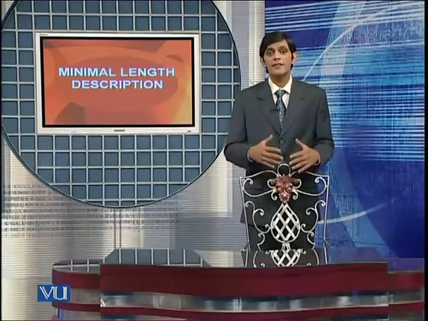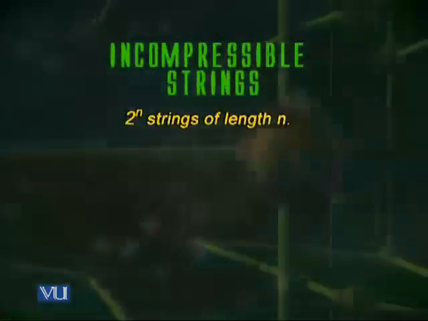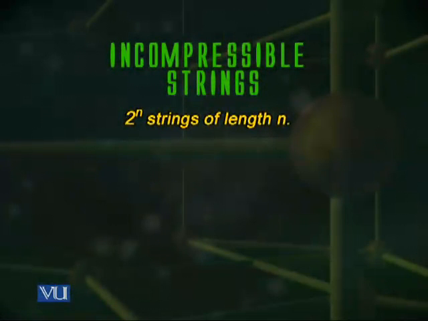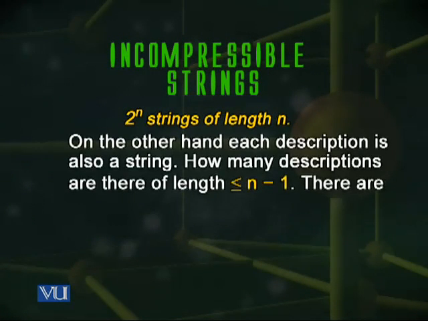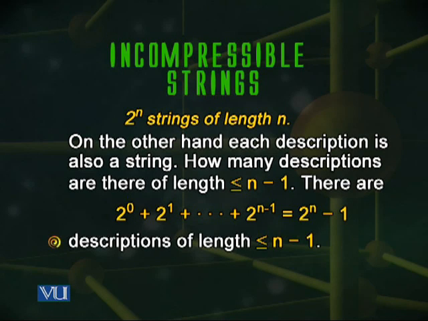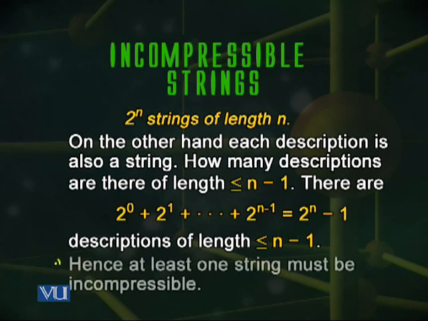The argument is in general as follows. We start by counting how many strings of length n there are. There are exactly 2 to the n strings of length n. On the other hand, each description is also a string. So we count how many descriptions there are of length strictly less than n. Well, there are 2 to the 0 plus 2 to the 1 plus 2 to the 2 all the way up to 2 to the n minus 1 strings of length less than or equal to n minus 1.